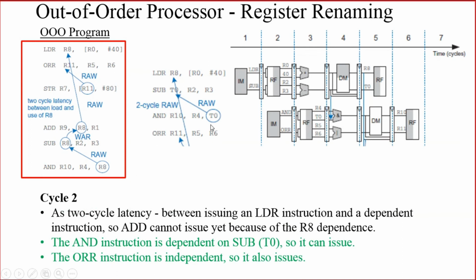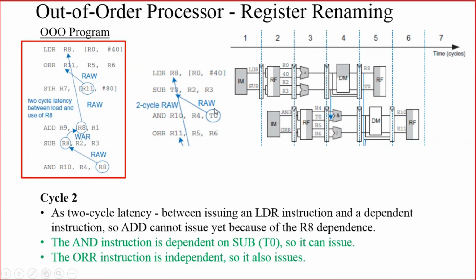In the second cycle, what is happening? Since there is a 2 cycle latency for LDR, add also cannot be executed. Why can add not be issued here? Because R8 is dependent upon LDR. So instead, what will be issued? Both and and or can be issued, these two instructions.